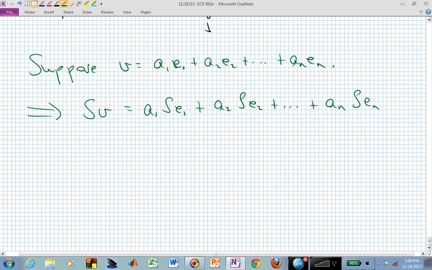But by construction, what were the SEs? Those were these square root of lambdas, weren't they? So this SV becomes A1 square root of lambda 1 E1 plus A sub 2 square root of lambda sub 2 E sub 2 by construction of S.